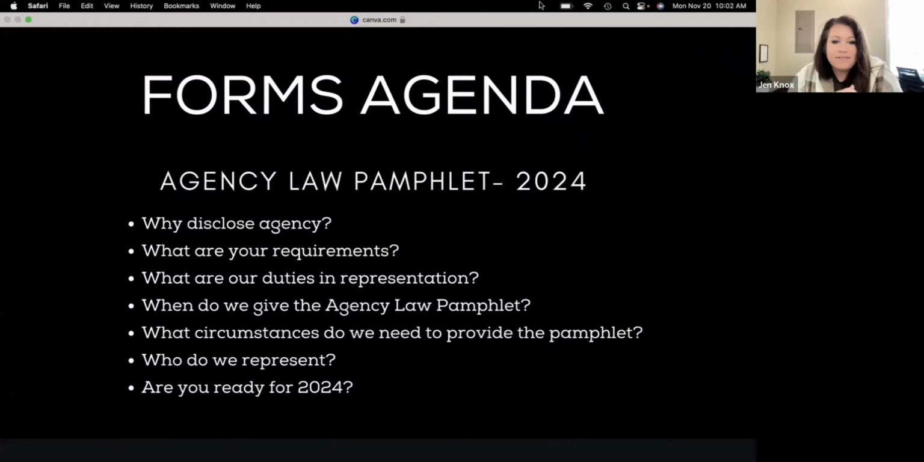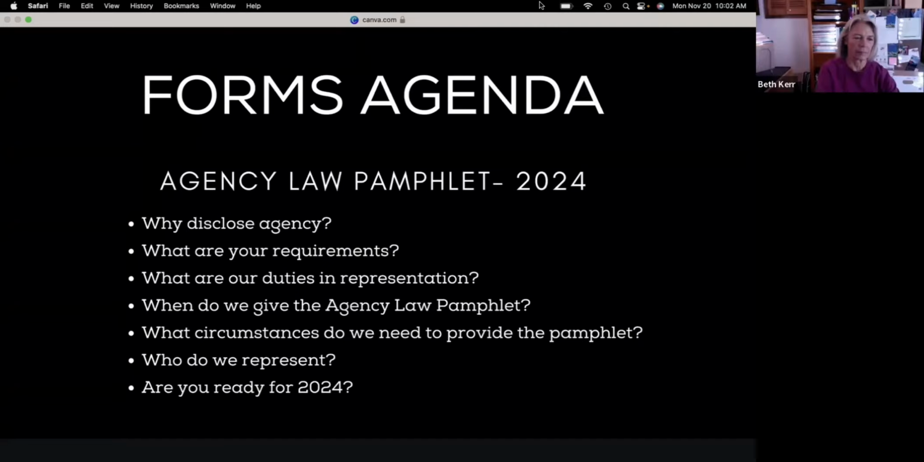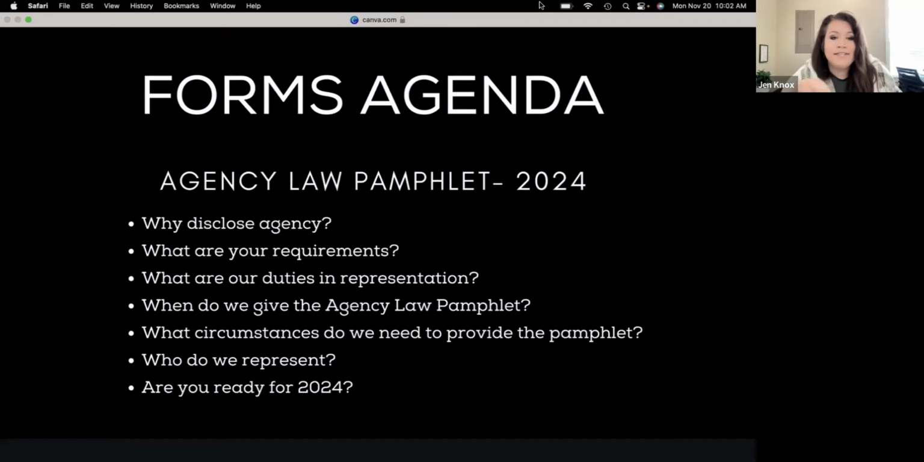So in today's class, I'm going to be covering why we use this disclosure. What are the requirements for us to actually hand it out? Like, when are we supposed to be doing this? What are the duties that we have in our representation? When do we give this pamphlet? What circumstances do we need to provide this pamphlet? And who do we represent in certain situations? All of this is going to get us ready for 2024. So by the end of this class, I hope that you are also ready for what's coming up.